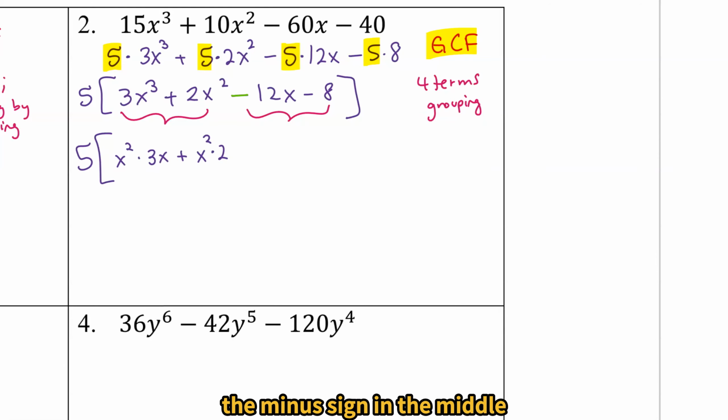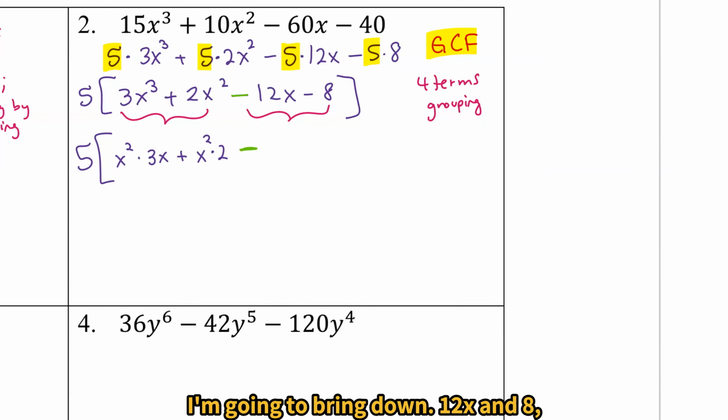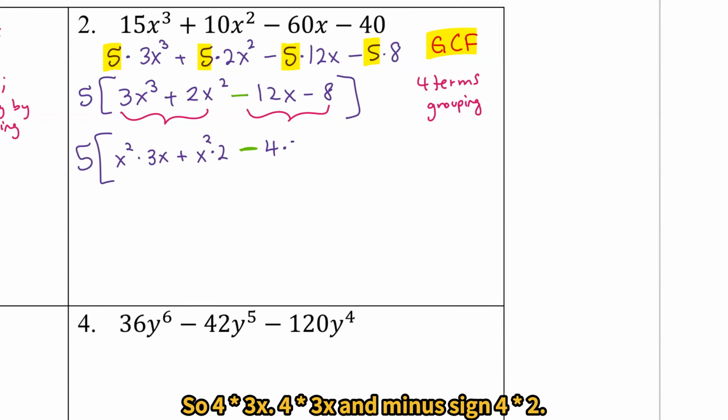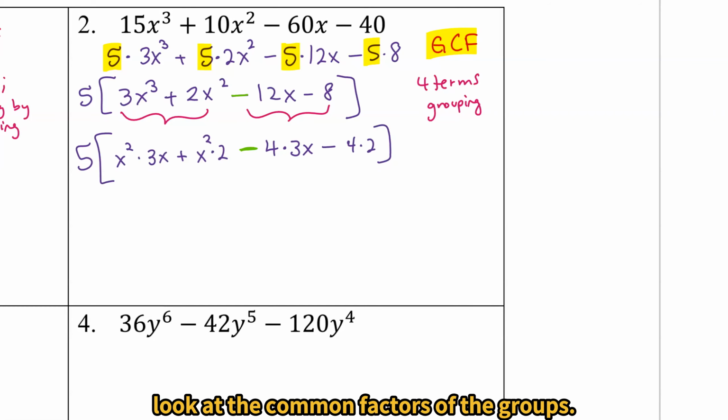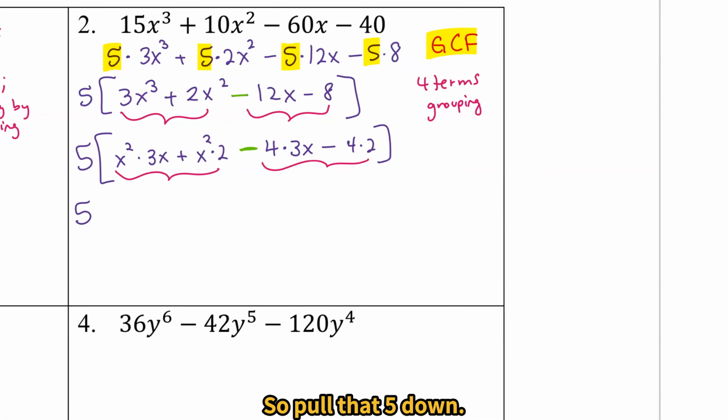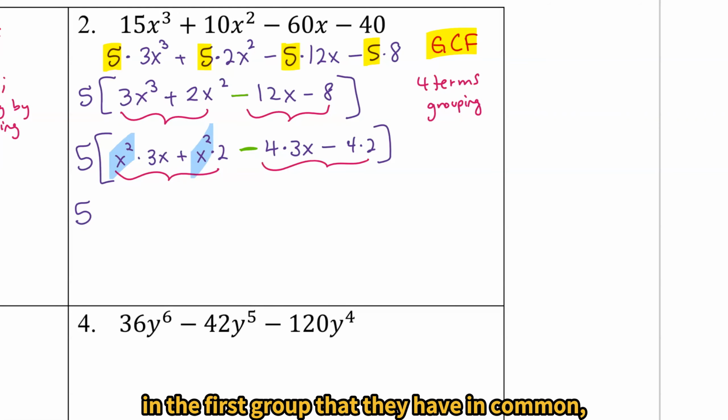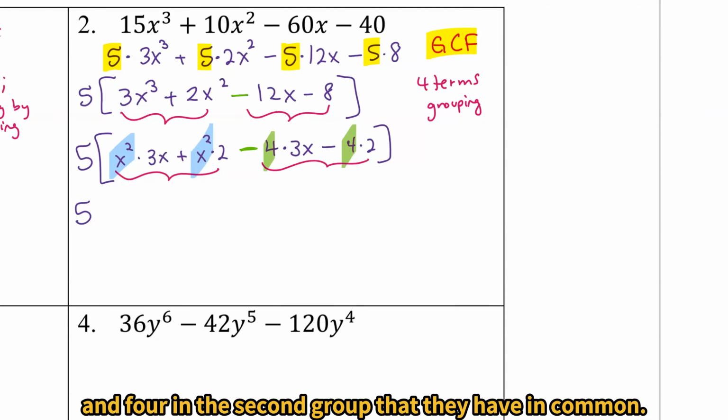That minus sign in the middle I'm going to bring down. 12x and 8. No variable in common, but 12 and 8 have 4 in common. So 4 times 3x, and minus sign, 4 times 2. And now we can look at the common factors of the groups. So we'll pull that 5 down. And I see x squared in the first group that they have in common, and 4 in the second group that they have in common.